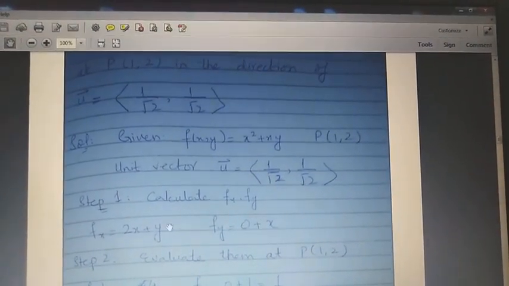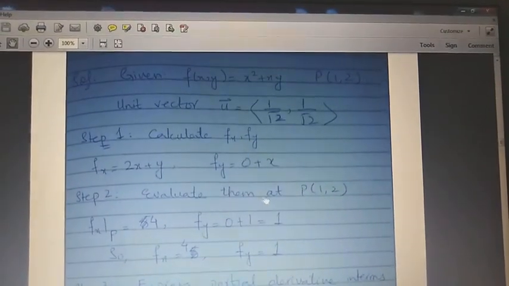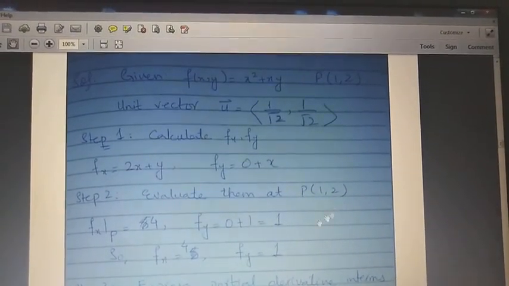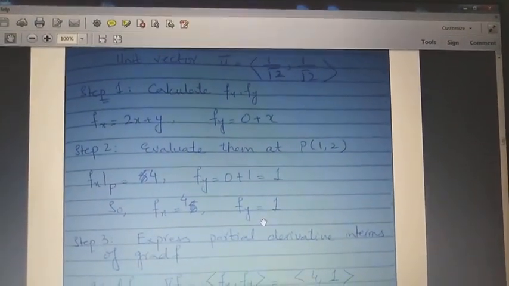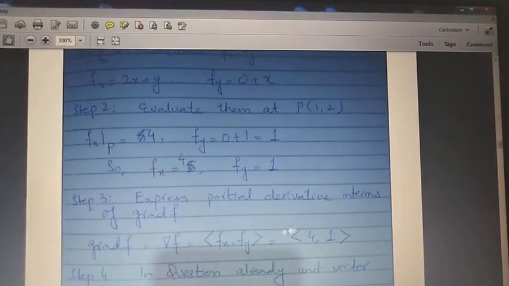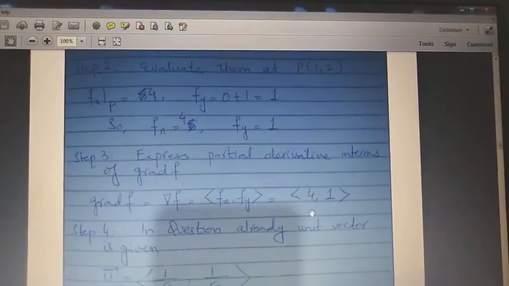You will calculate the first order partial derivatives. In step 2, you will evaluate these partial derivatives at the specific point (1, 2). You will get the particular answers for the first order partial derivatives. Now in step 3, you will express the partial derivatives in terms of the gradient of f. You have expressed it in the gradient of f.